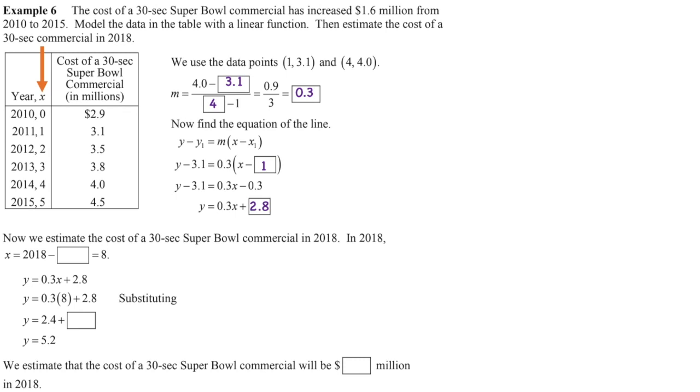So to do that, we'll take 2018 minus 2010, since 2010 is where we started with our data, and we get 8. We now are able to substitute 8 in where we see x, multiply and add together, and we get about 5.2. So a good estimate for the cost of a 30-second commercial during the Super Bowl will be about $5.2 million in 2018.